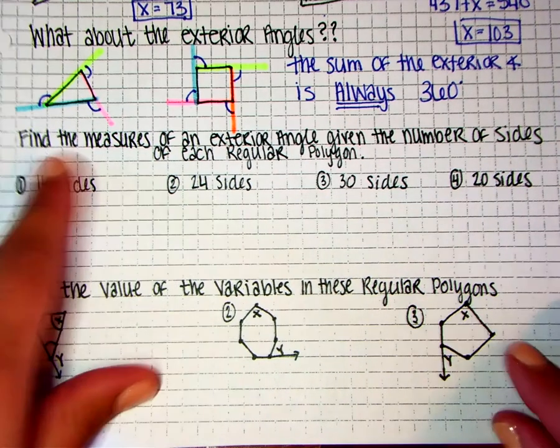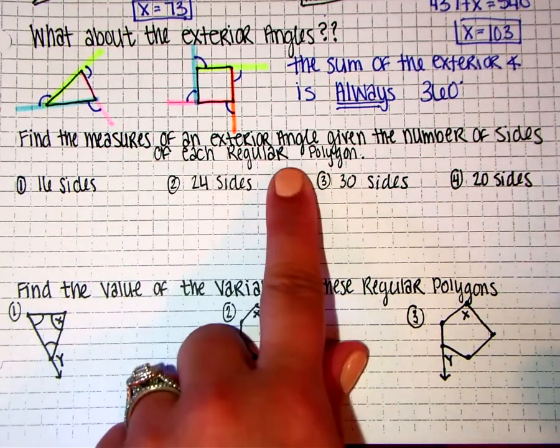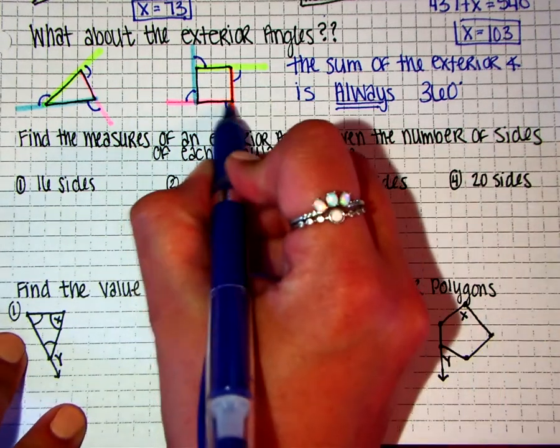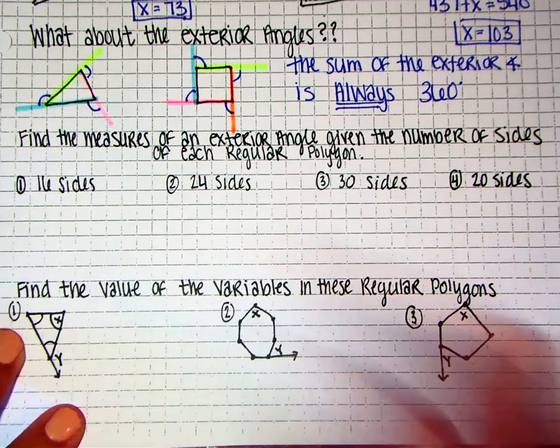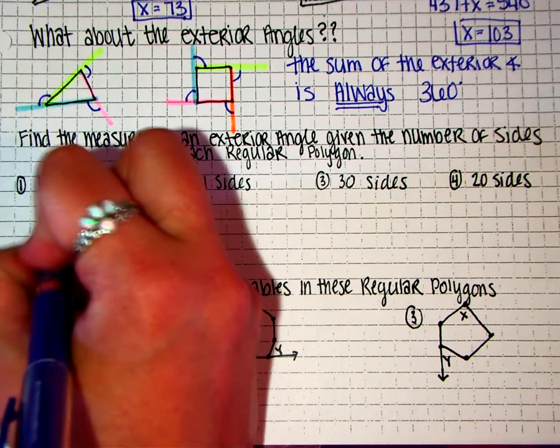All right, so let's find this one. Find the measure of an exterior angle given the number of sides in the regular polygon. So it's important to know that it has to be a regular polygon so all the angles are equal. So I know that I want to know basically what is the measure of one of these tiny angles in a 16-sided figure. Well, the total has to be 360 degrees.